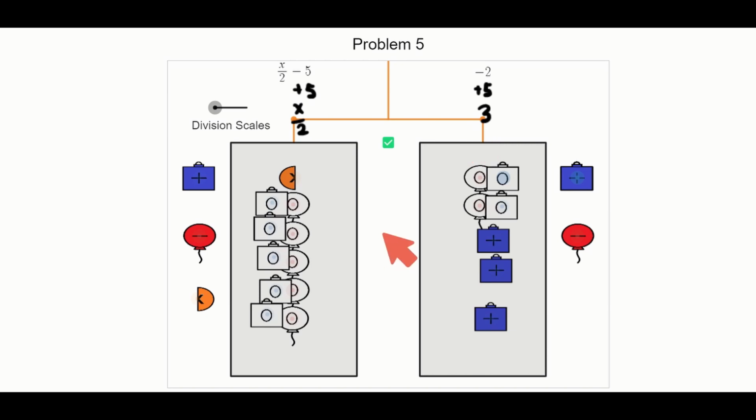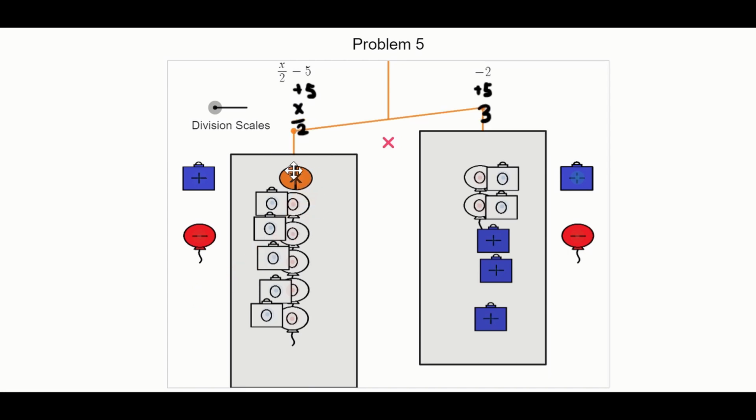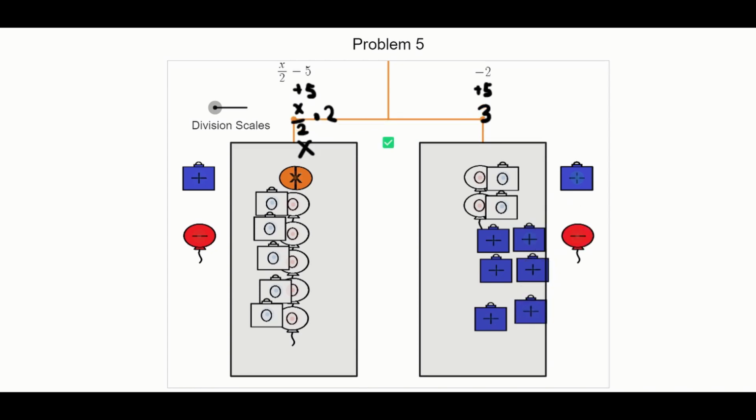We're not quite done yet because we want a whole x. So if we know half of x equals 3, if I double the amount of x, multiply by 2, I get 1 whole x. And if I double the left side, I need to double the amount of tiles on the right side. So after multiplying it by 2, I know that 1 whole x is equal to 6 tiles.